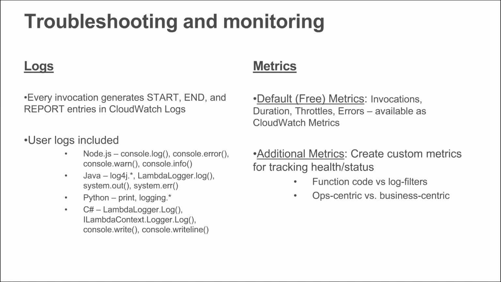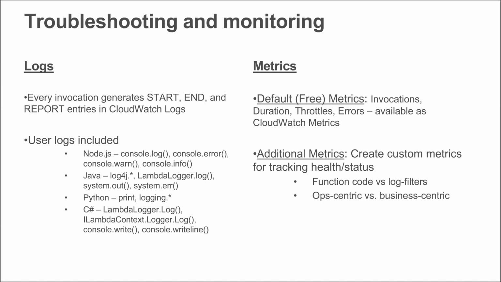And of course, logs and metrics. Now we provide logs as a default, where every request will create a set of logs. Every log will have a start, end, and report entry in CloudWatch, plus all user logs. And then depending on the runtime, you can choose what user logs. So we have mapped some of the things directly into user logs, so you don't have to call the CloudWatch APIs. For example, in Node, you just say console.log, and that goes into the CloudWatch logs along with the rest of the log entry.